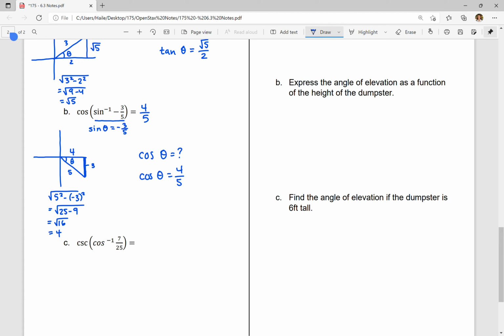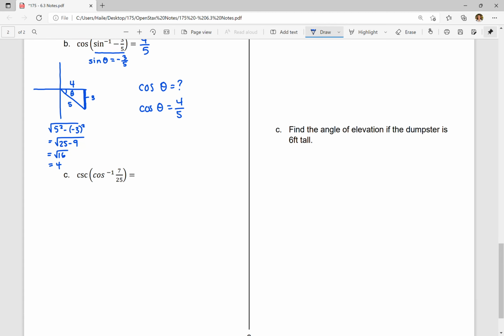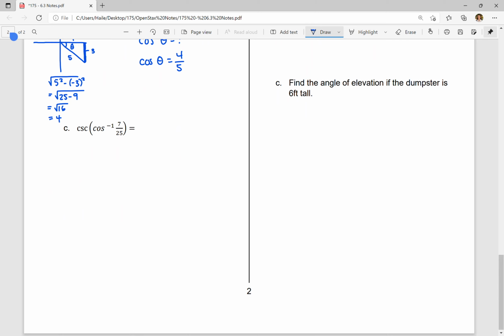Okay, we're going to try one more just so you can get used to this process. So this third example, we have cosecant of cosine inverse of 7 over 25. So once again, first thing I'm going to do is draw my triangle. So cosine inverse, remember we can be in quadrant 1 or quadrant 2. Since cosine inverse has a positive number inside of it, we must be in quadrant 1 because that means that cosine of theta is equal to positive 7 over 25.